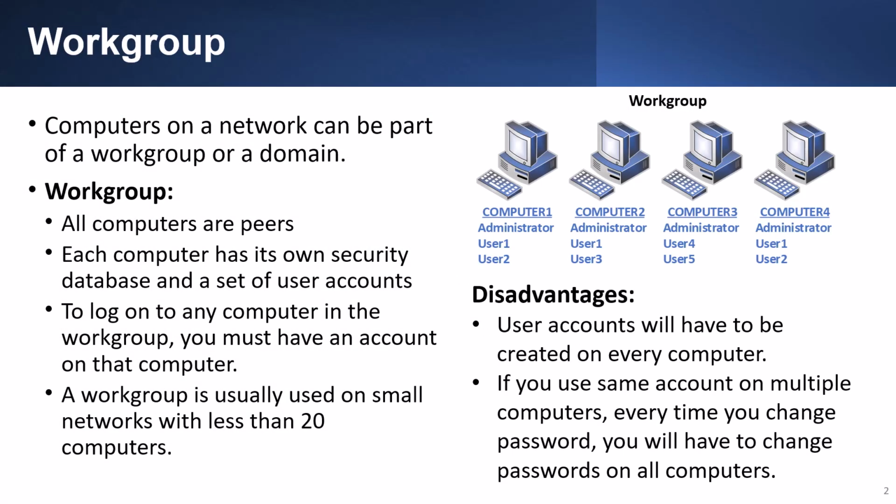Computers on a network can be part of a workgroup or a domain. In workgroups, all computers are peers. Each computer has its own security database and a set of user accounts. To log on to any computer in the workgroup, you must have an account on that computer. A workgroup is usually used on small networks with fewer than 20 computers. The disadvantages are that user accounts have to be created on every computer. If you use the same account on multiple computers, every time you change the password, you have to change the password on all computers.